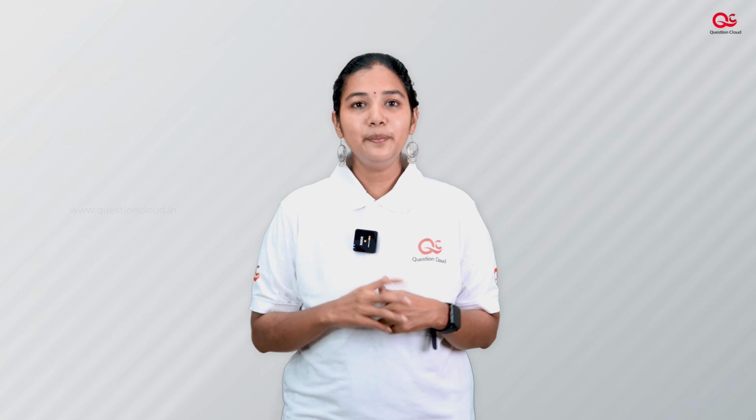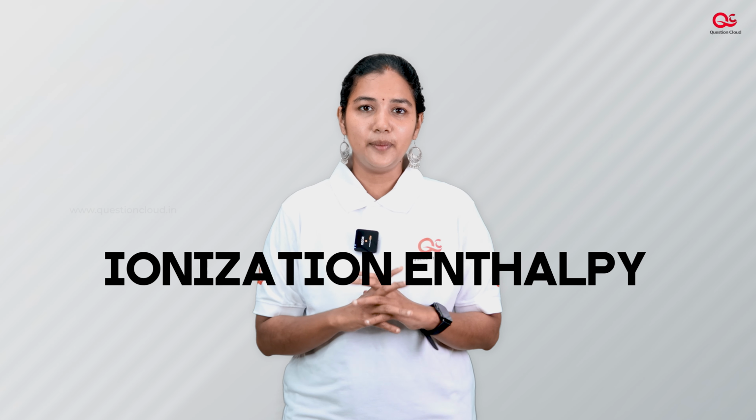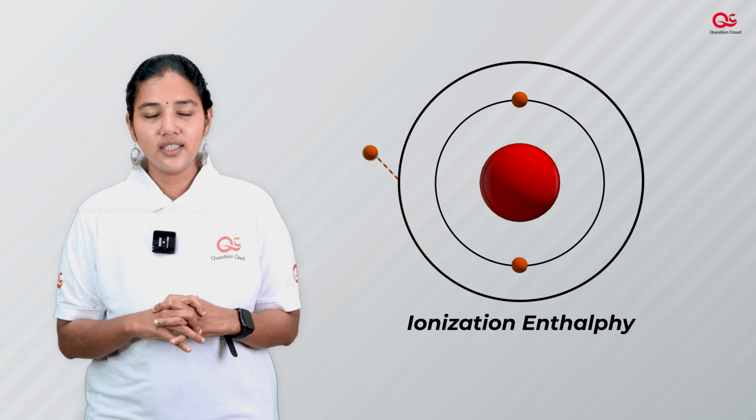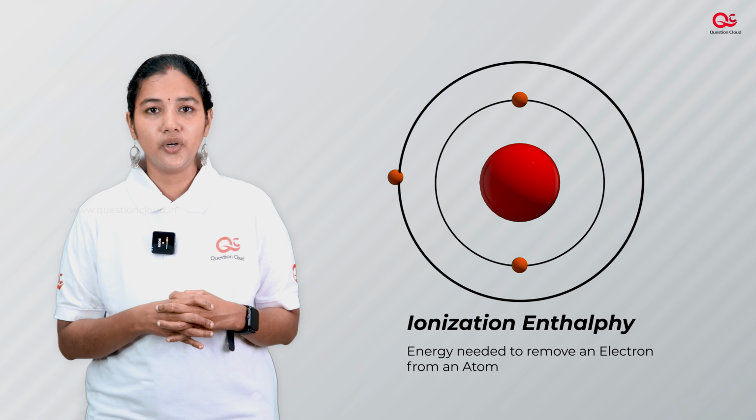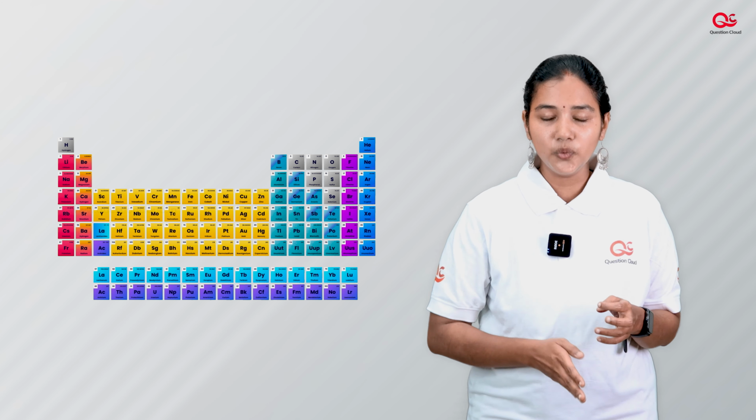We are moving to the second periodic trend, that is ionization enthalpy. Ionization enthalpy is nothing but the amount of energy that is required to remove the valence electron. What happens to the ionization enthalpy along the period and down the group?